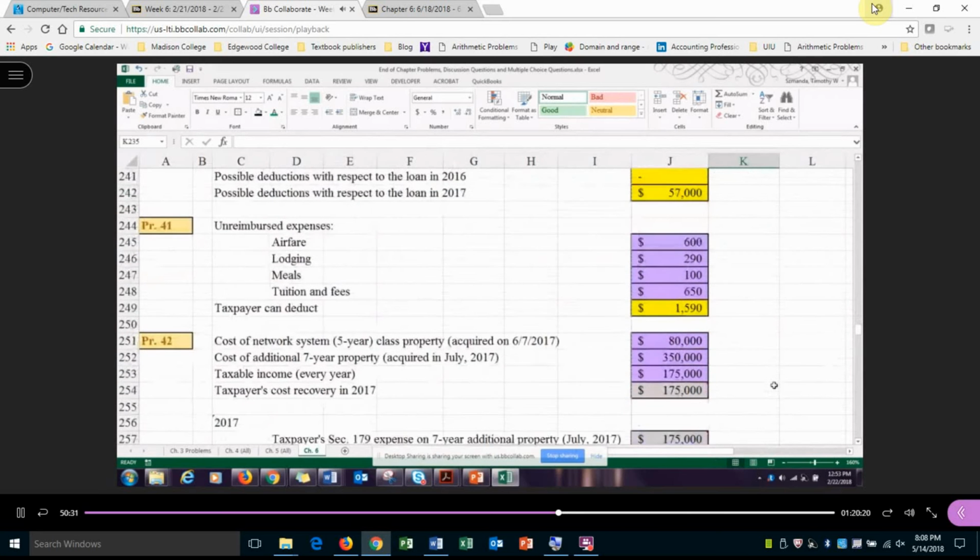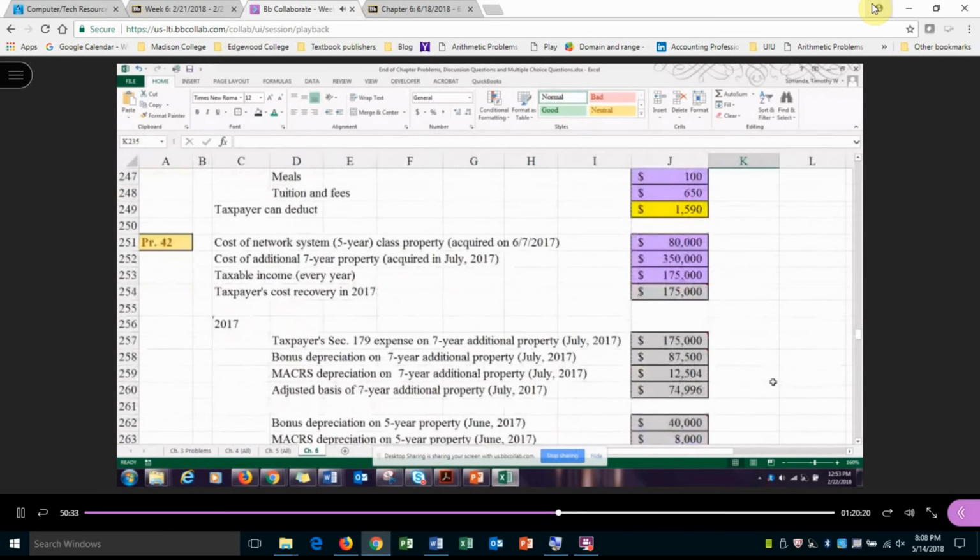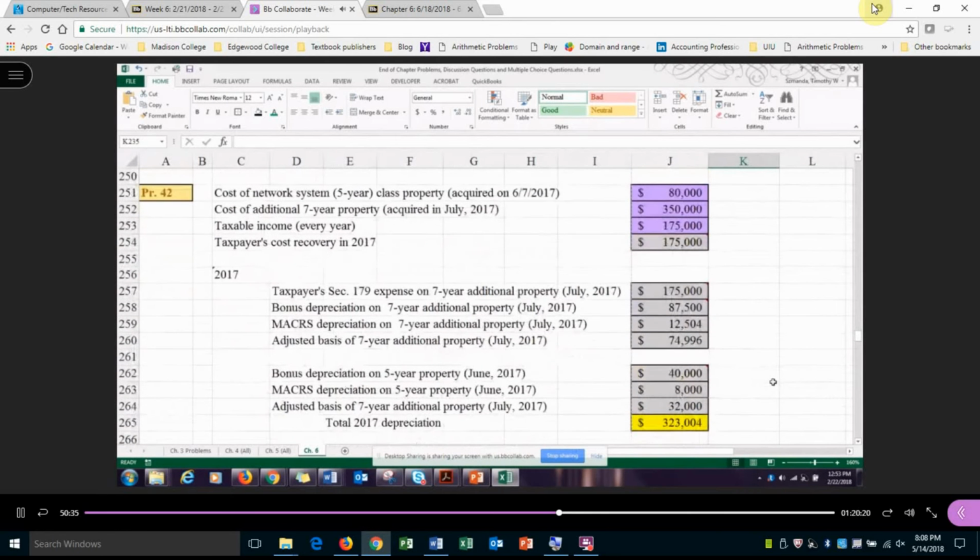All right, the next one I wanted to talk about a little bit was number 42, to talk about depreciation. Number 42 is found on the very top of page 656. So number 42, top of page 656, relates to this depreciation I talked about earlier.